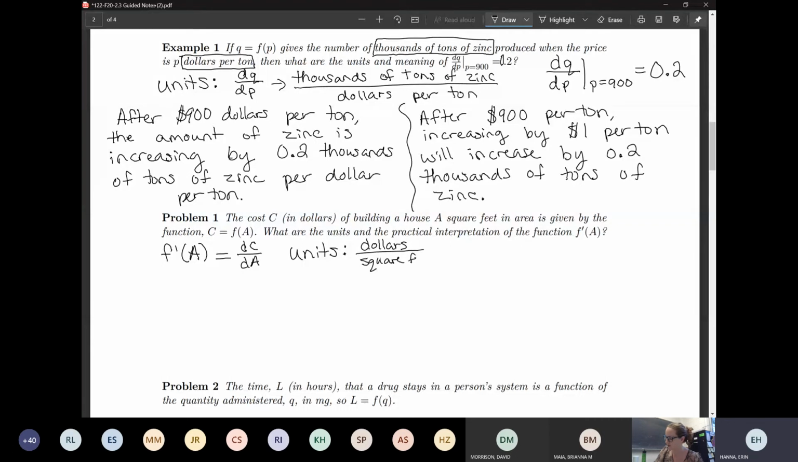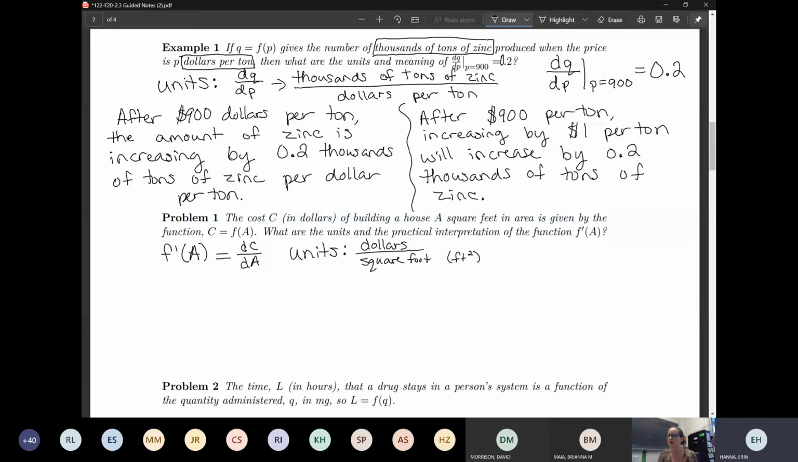You could write that as, what it really should be written as, but I usually just write out square feet. So our units are dollars per square foot. If you wrote square feet, whatever, but technically the phrasing is really usually said in dollars per square foot. But anyway, if we think about what that means just in general, because again, we don't have any values here, what would this derivative value actually tell us?